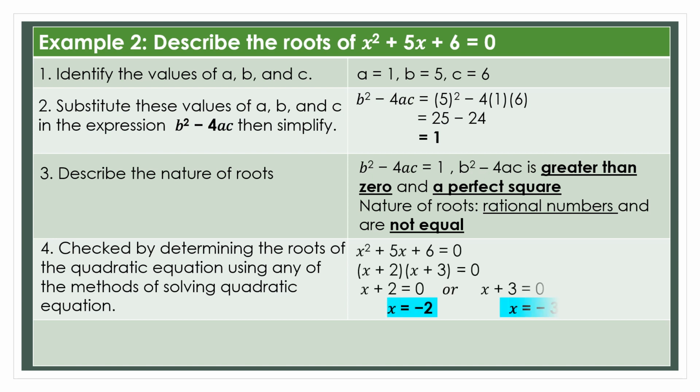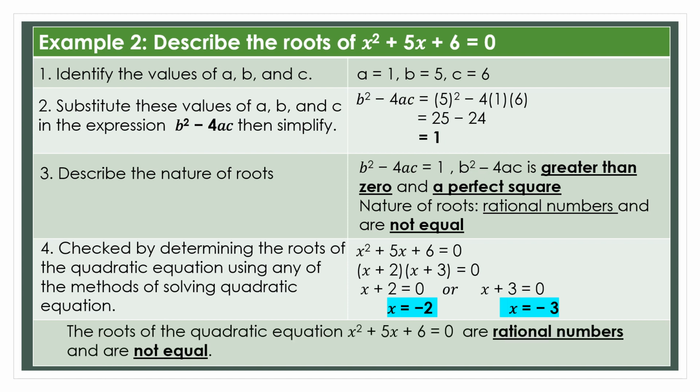For the fourth step, check by determining the roots of the quadratic equation using any of the methods of solving quadratic equations. As we can see, I'm using the factoring method. So, our x values are negative 2 and negative 3. Therefore, the roots of the quadratic equation x squared plus 5x plus 6 is equal to 0 are rational numbers and are not equal.